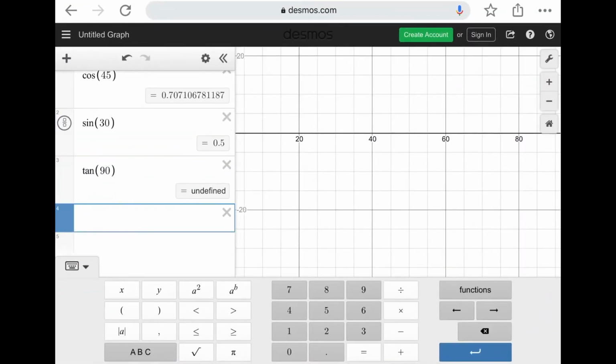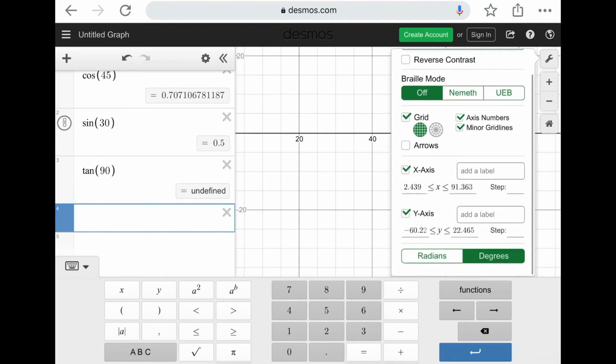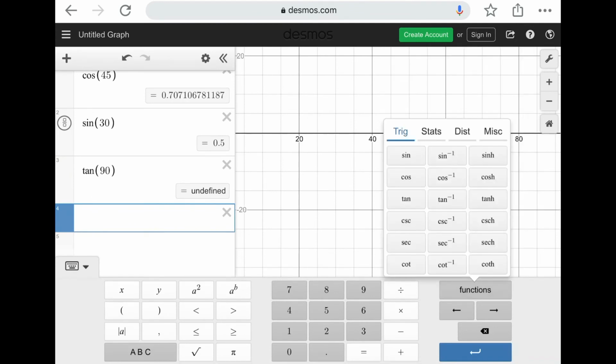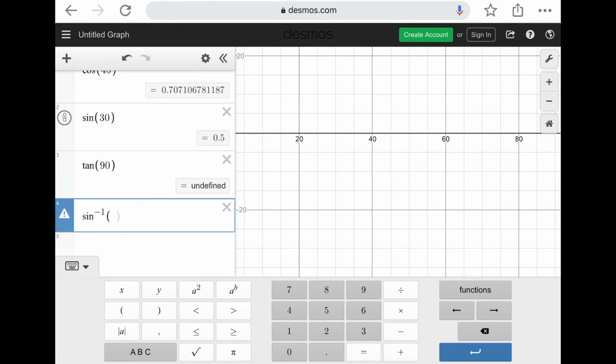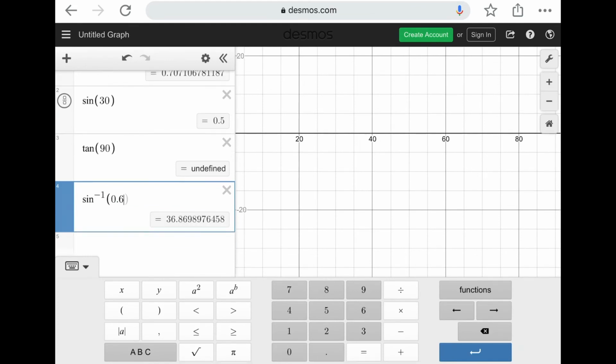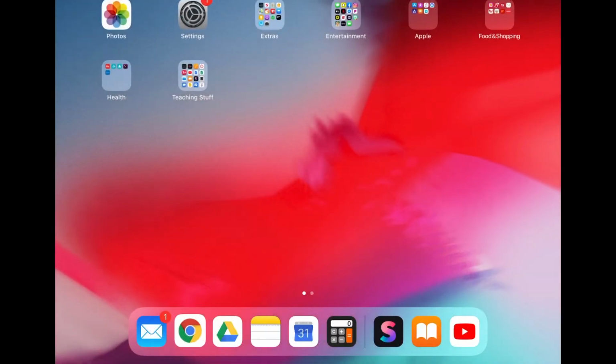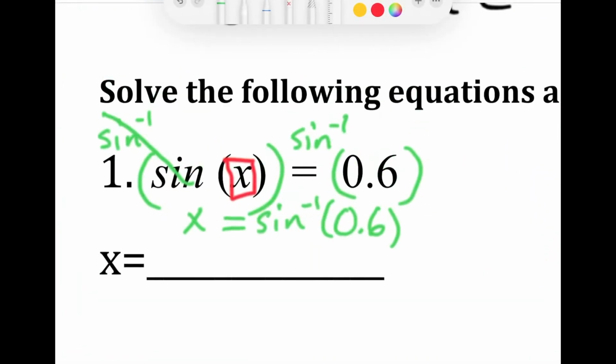So we've got, still in degree mode, we're going to go to functions again, and we're going to do inverse sine. So that's going to be the second row, first thing. And we've got 0.6. And we are told to express your answer in degrees. There is nothing about rounding. So we're going to do 36.9 degrees. And that would be your answer for number 1.